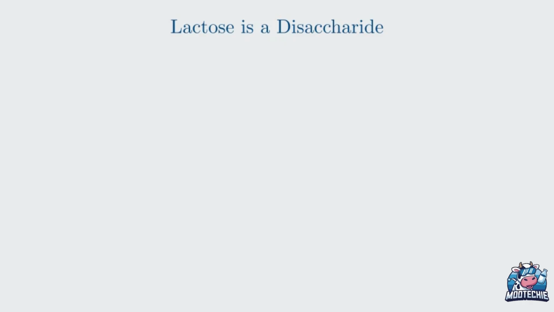The bond in lactose is broken down by an enzyme called lactase in our small intestine, releasing the two monosaccharide units, which are then absorbed into the bloodstream. We'll explore this process and the importance of the lactase enzyme in a later video when we discuss lactose intolerance, but for now, let's focus on the molecule itself.